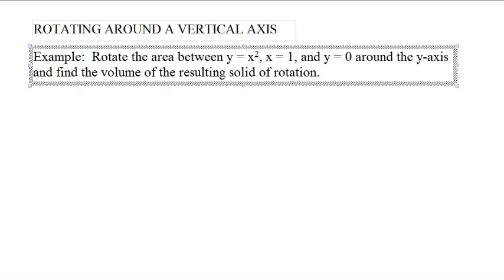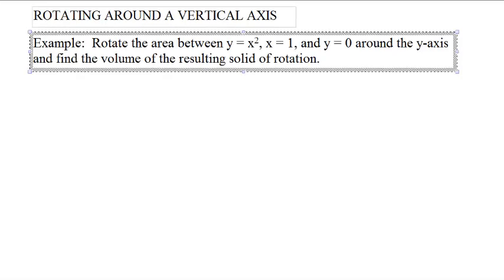Today we're going to talk about rotating around a vertical axis. For example, suppose we want to rotate the area between y equals x squared, x equals 1, and y equals 0 around the y-axis and find the volume of the resulting solid of rotation. So what have we got?